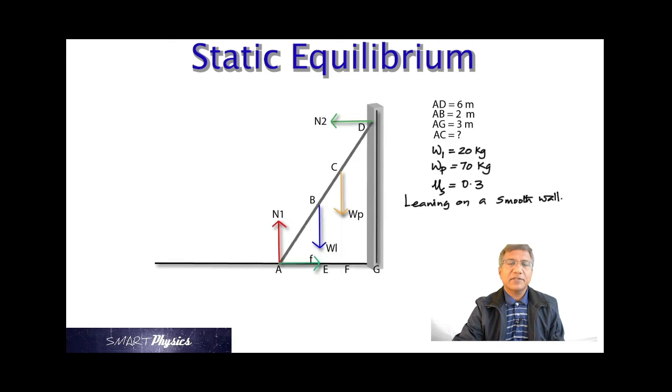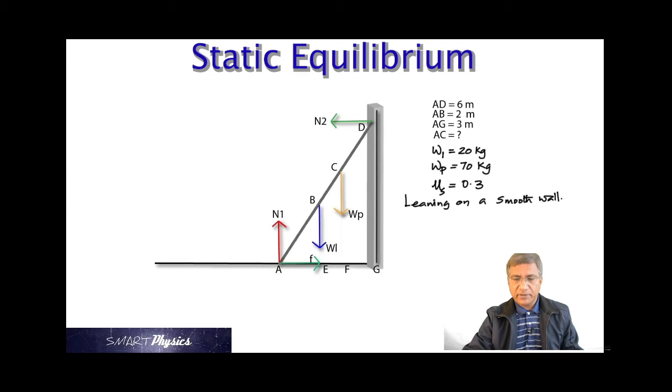And where the ladder touches the wall, there could be friction. And if so, that friction would have been vertically up the wall. But in this particular case, we are assuming that it's a smooth wall. And that means there is no friction at that point of contact D.